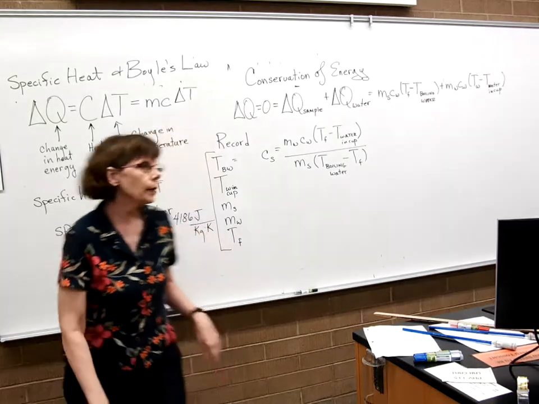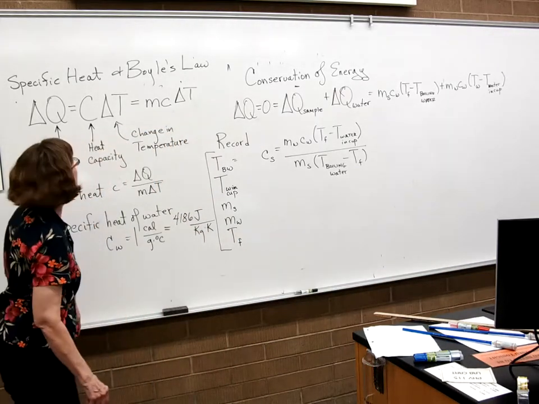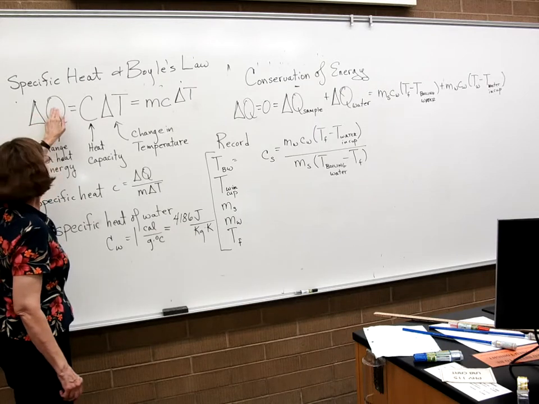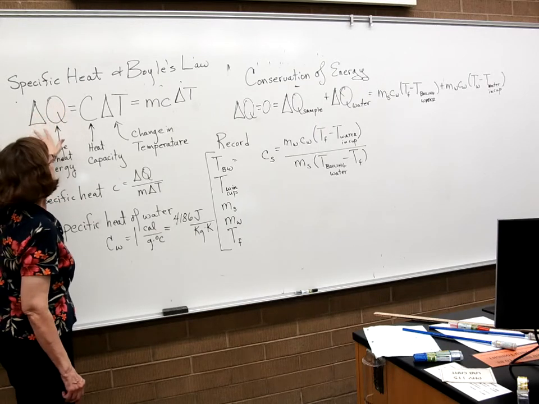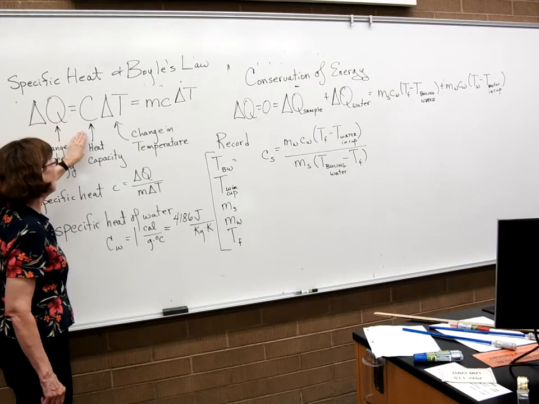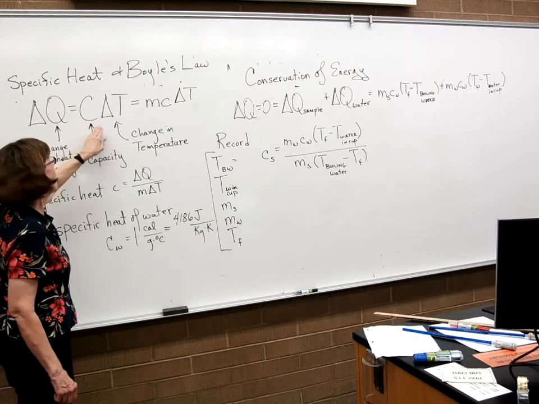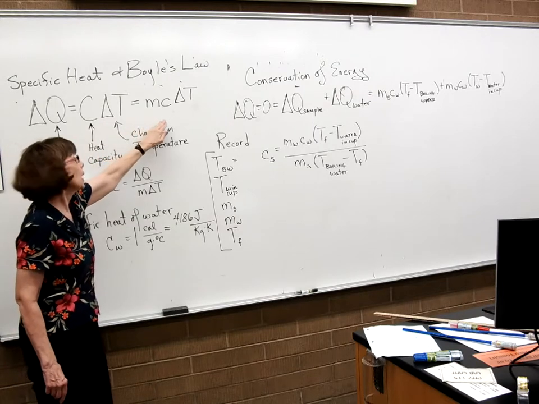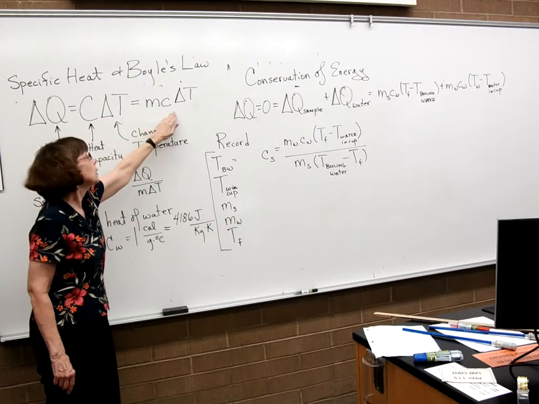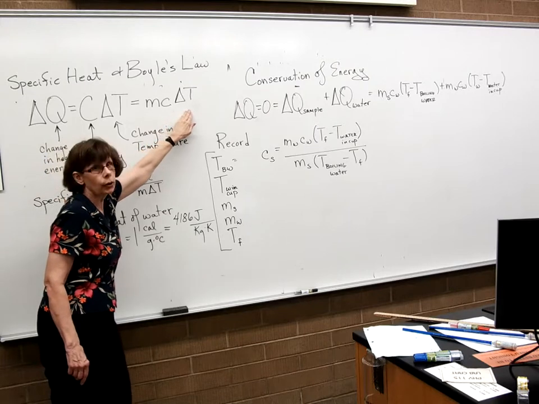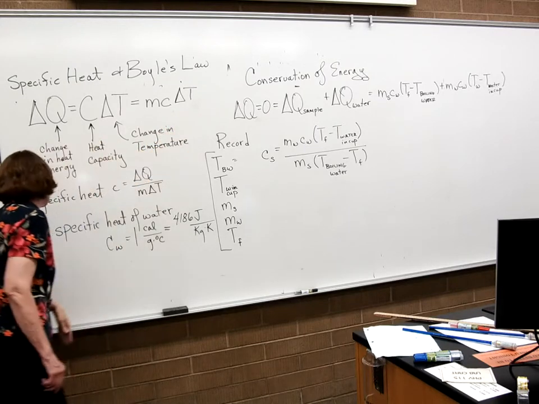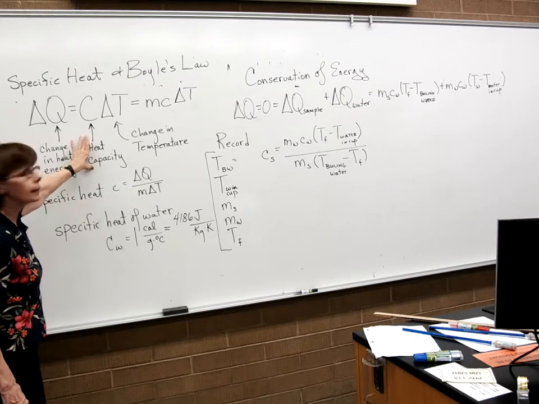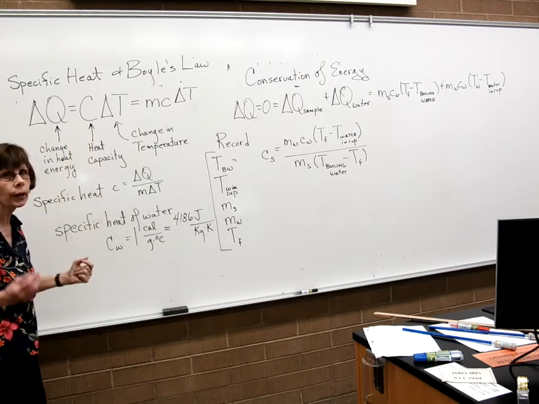Okay, now we're going to talk about specific heat. The symbol for heat in thermodynamics is Q, so the change in the heat energy would equal the heat capacity times the change in temperature. That would equal the mass times what we call the specific heat times the change in temperature, whatever units you want. They found this was a function basically of an object, and that was very inconvenient.